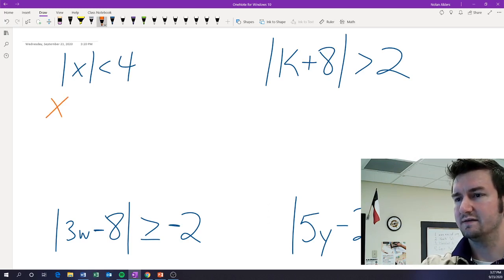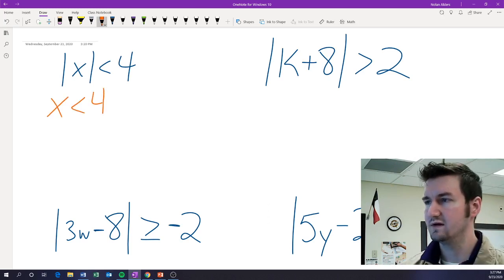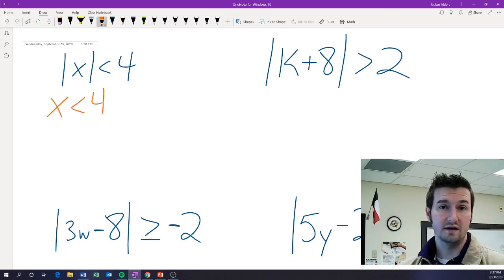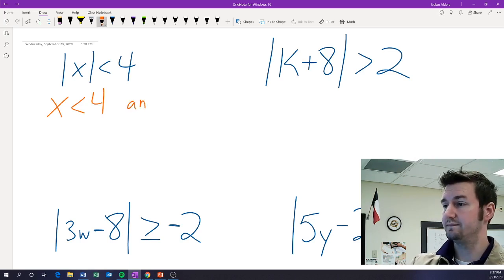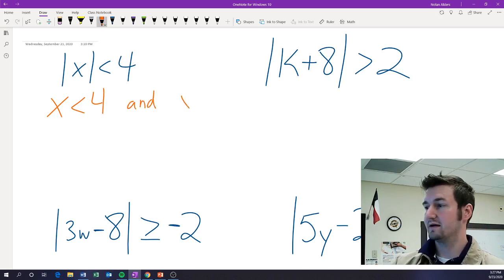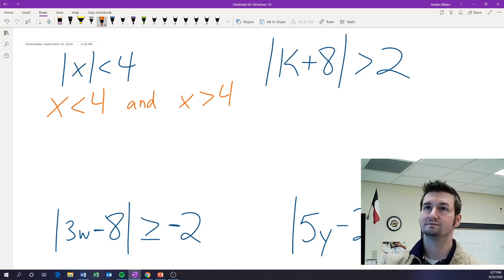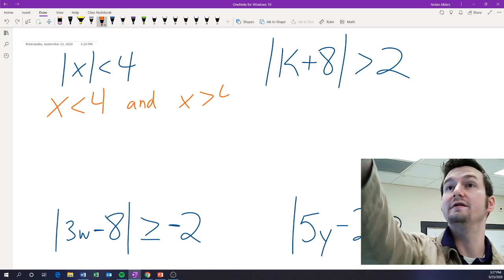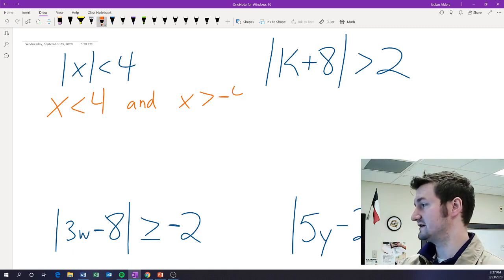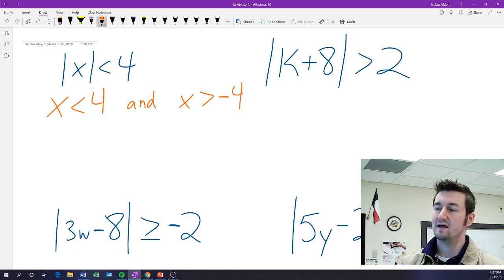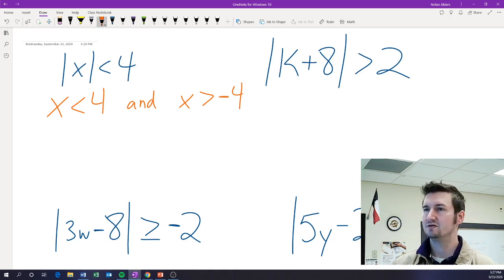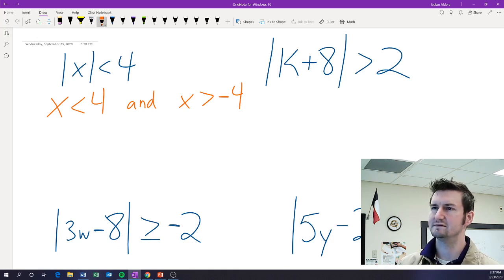So we'll have x is less than 4. And then this is pointing to the left, so this will be an and, and then x is greater than negative 4. Remember to change the sign on that. And it's already solved for us, so we don't even have to do anything else. So there we go.